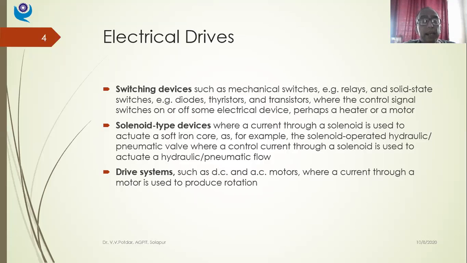And finally, in the electrical drives, we have drive systems such as direct current motors, we have alternating current motors, we have synchronous motors, we have stepper motors, we have induction motors, where a current through a motor is used to produce a rotation. This we already studied in second year. We'll just brush up these electrical drive systems. So we'll be focusing more on the electrical drive systems like DC motors, AC motors, stepper motors in particular.